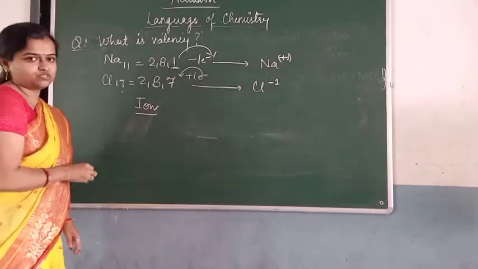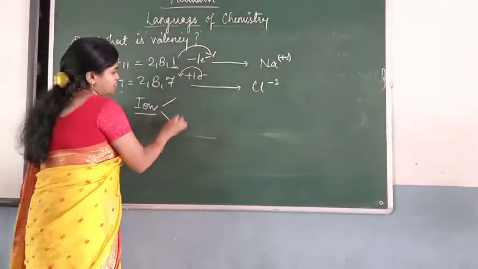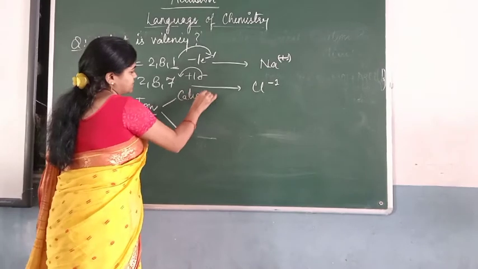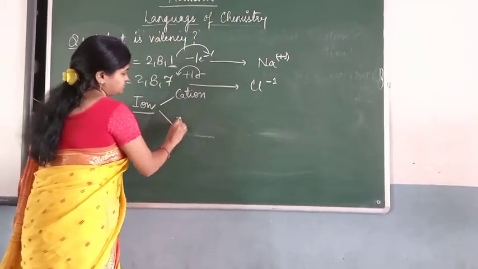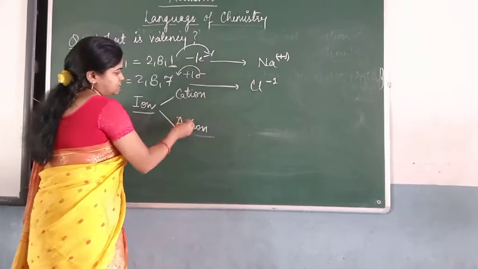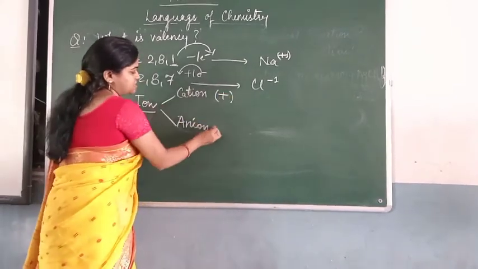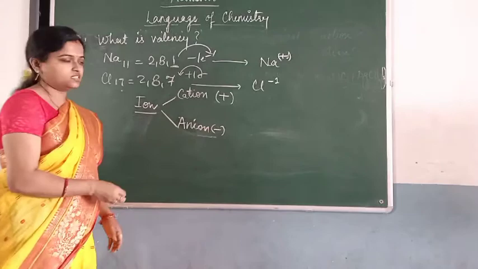This plus 1 and minus 1 we can also call an ion. Ion means charge, whatever the amount of charge. And this ion is of two types, that is cation and anion. Cation represents positive charge, anion represents negative charge.